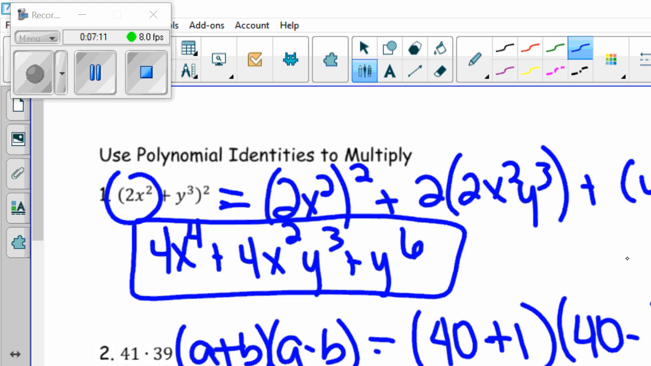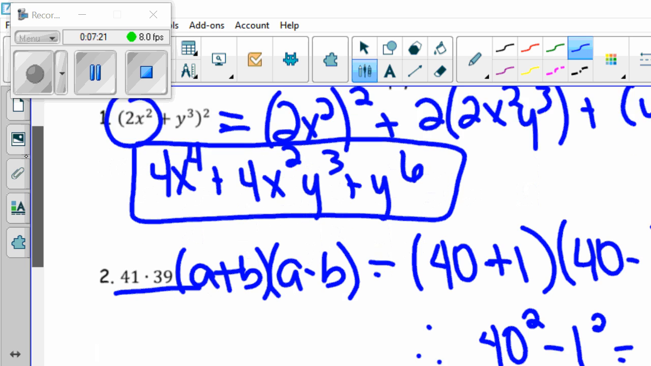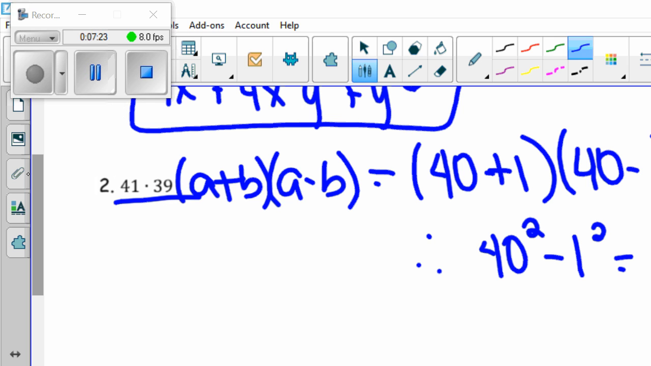So 1599 is what I get when I take 41 times 39. It's just a way of being able to work that out without a calculator or without having to manually do all of that work. Okay? Recognize that you can turn it into a difference of squares. Let's try another one where we just have numbers.